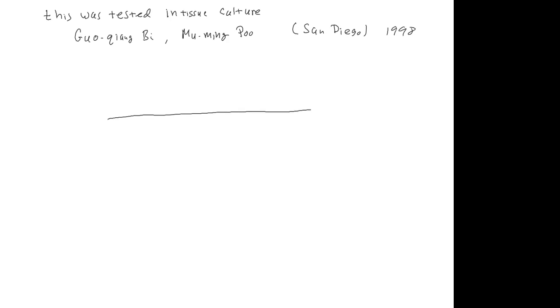Instead, this is T post minus T pre, this is zero. They found this incredibly sharp curve to look like this. It all seems to change almost instantaneously and went like this. So this is a classic STDP curve.